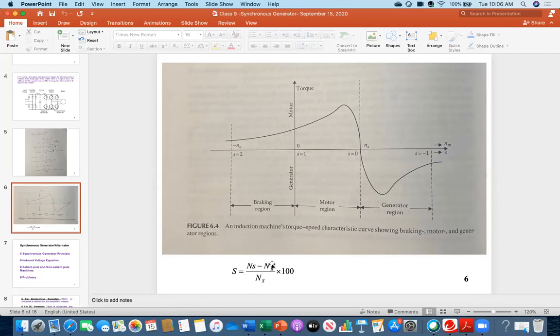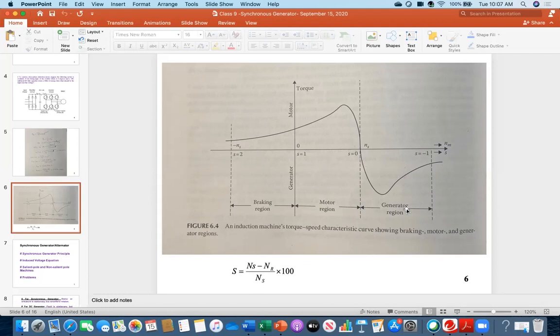For example, then what is happening? Your slip value is getting negative. See, if NR is greater than NS, your slip will be negative, and that is the meaning of the negative torque. So therefore it is going down, down, down, and then again on this side there is a maximum value. So in this zone, the slip value is fully negative. That's why it is called the generator region.